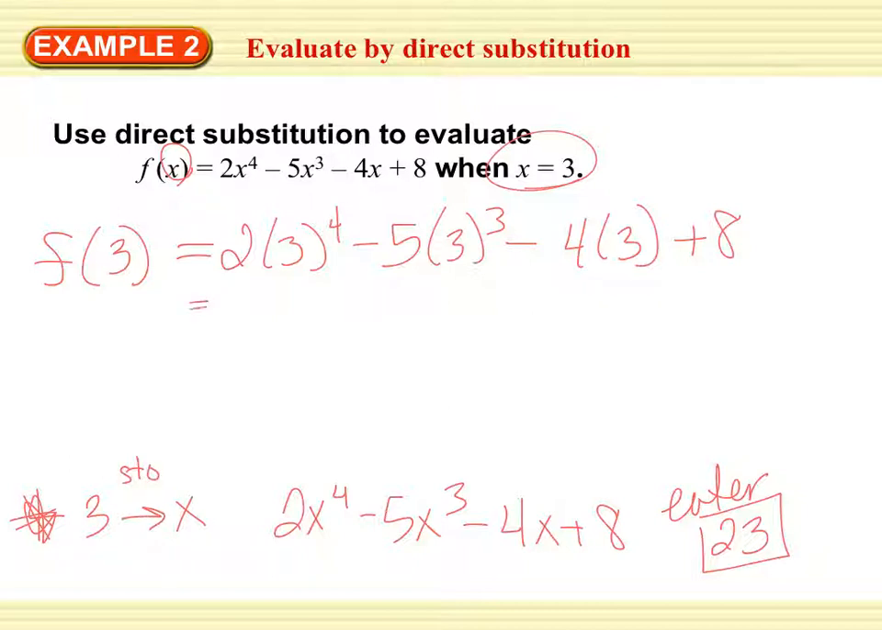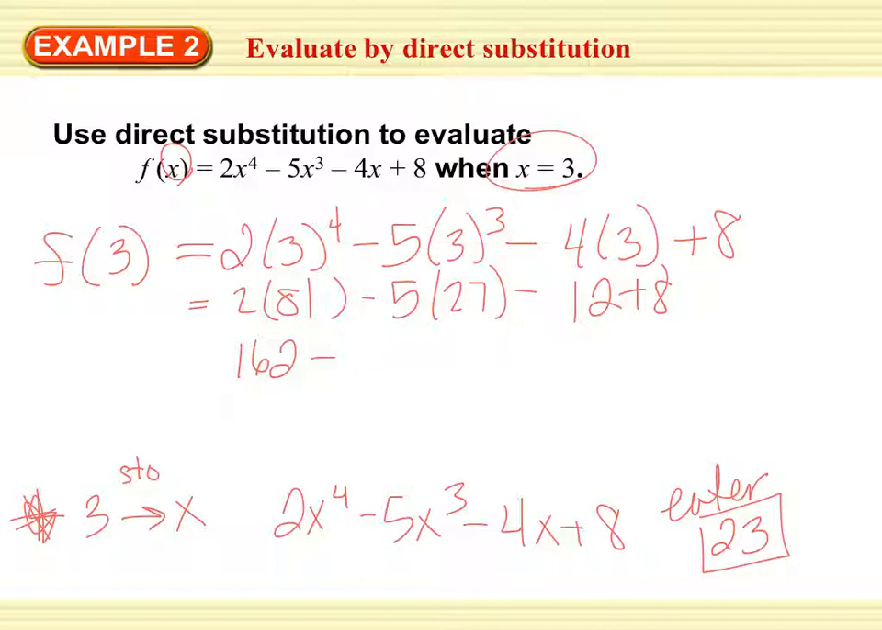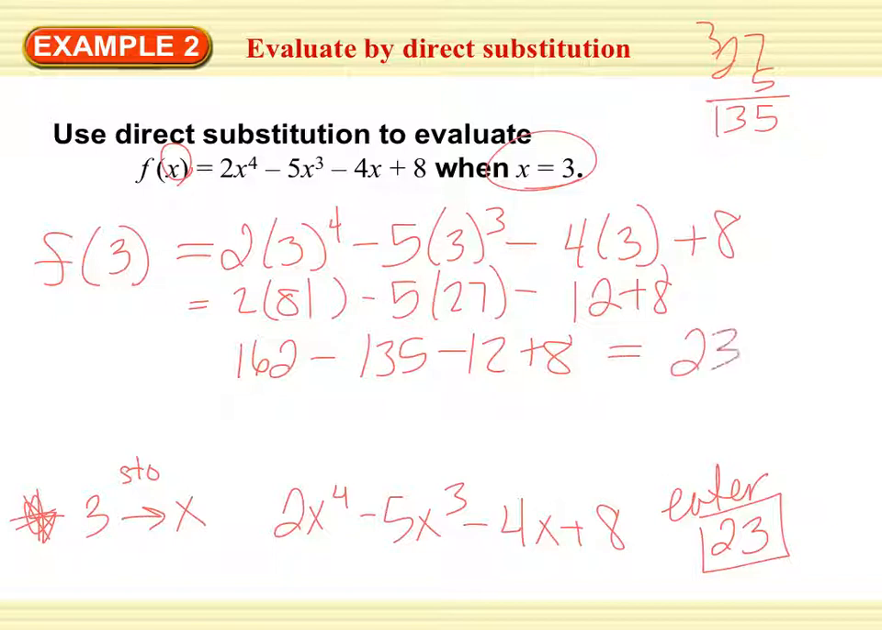But if you do it by hand, 3 to the 4th power, I believe, is 81. 3 to the 3rd power is 27. 2 times 81. Oh, 5 times 27. And that right here does evaluate to 23.